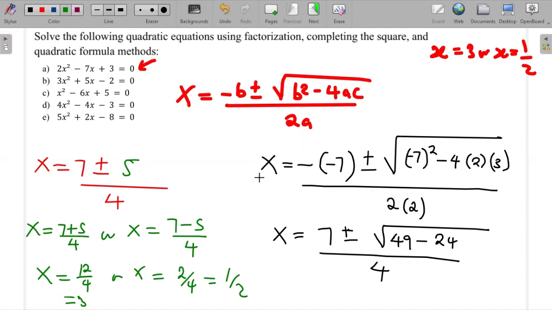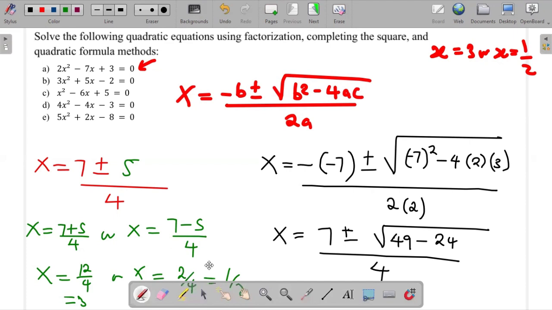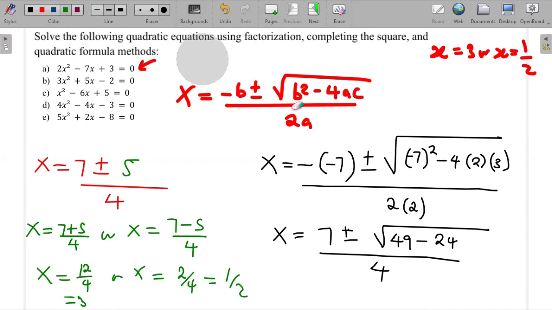Okay, Mr. Vincent, you raised your hand. Did you have a question? So the question is asking us to solve using either factorization, completing the square, or quadratic formula. I can use any? Yes, we can use any. Yeah, so for these you can use any.